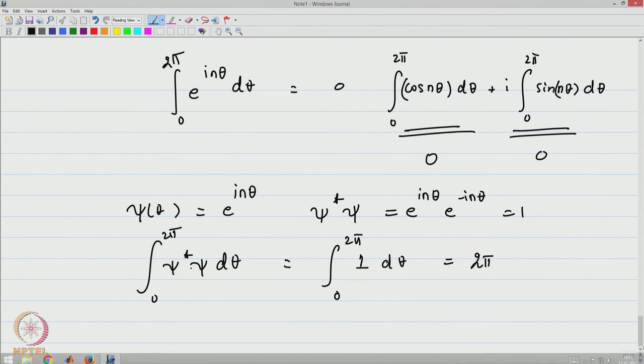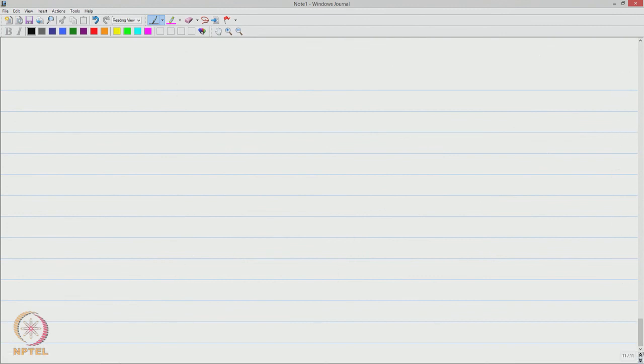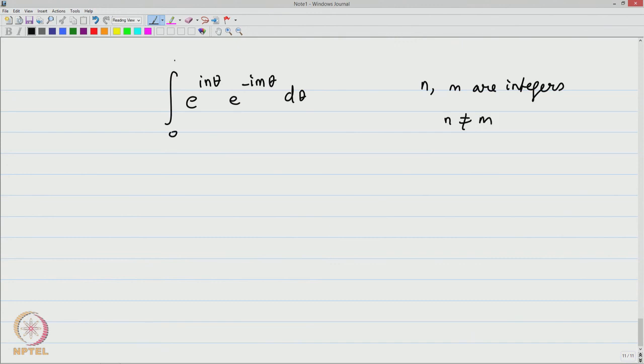And one last one with respect to our course requirement is the integral of e to the i n theta times e to the minus i m theta d theta, where n, m are integers and n is not equal to m. So, it is between 0 and 2 pi.